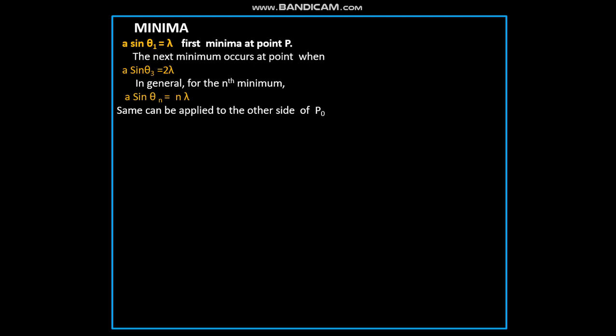The same can be applied to the other side of P0. Therefore, A sin θn is equal to ±nλ, where n is equal to ±1, ±2, ±3.